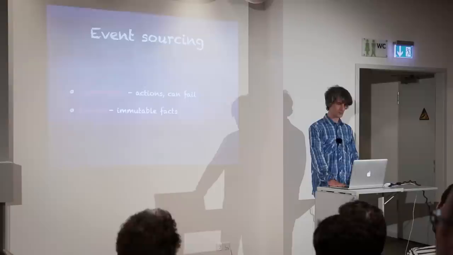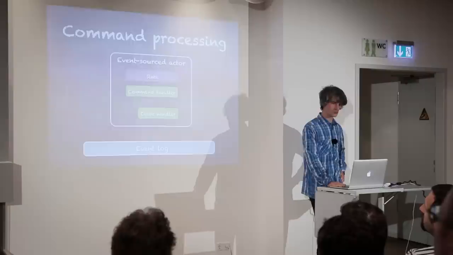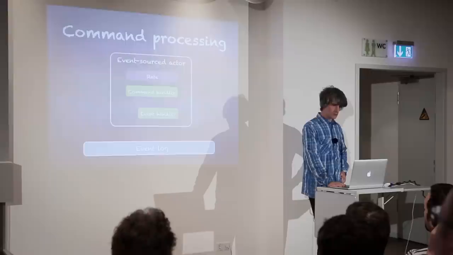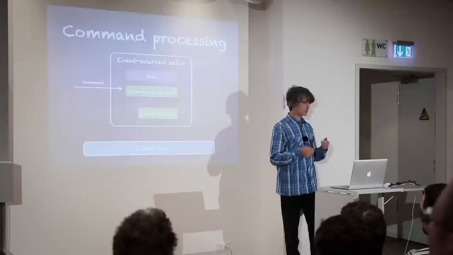So in order to make a plain Akka actor an event-sourced actor, it is useful to define its behavior in terms of a command handler and an event handler. I'm using this graphical representation to show any event-sourced actor. So how does an event-sourced actor process commands? Commands are external messages that are received by an event-sourced actor's command handler. And when receiving a command, the first thing the command handler does is it validates the command. So it validates the command either by inspecting the command message or by validating the command against internal state.